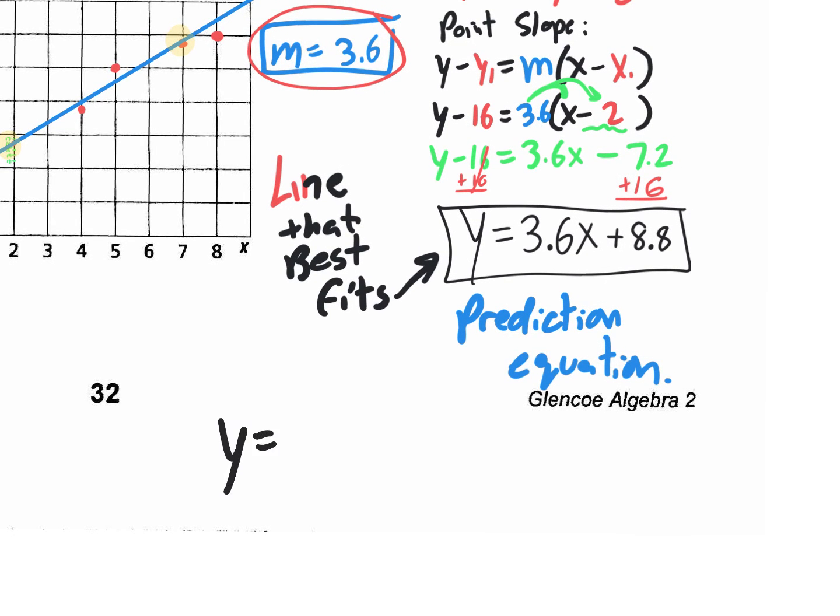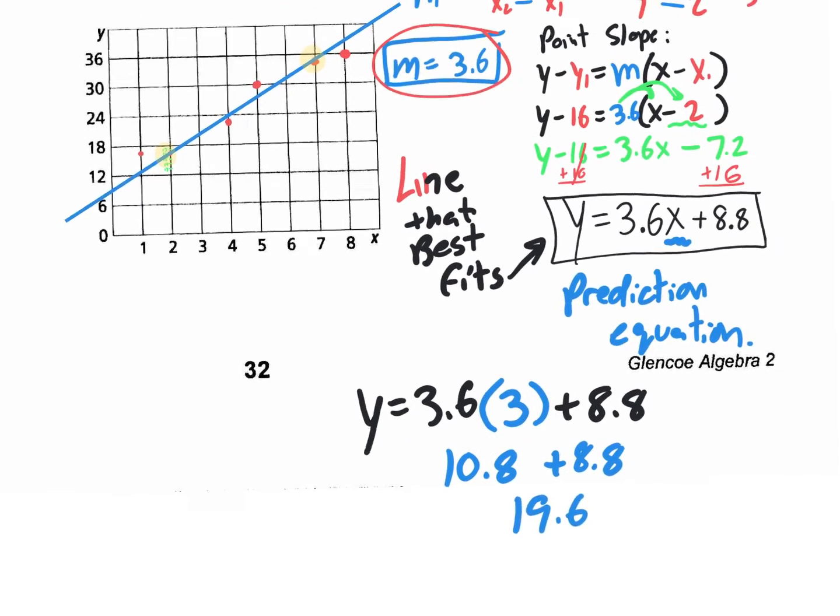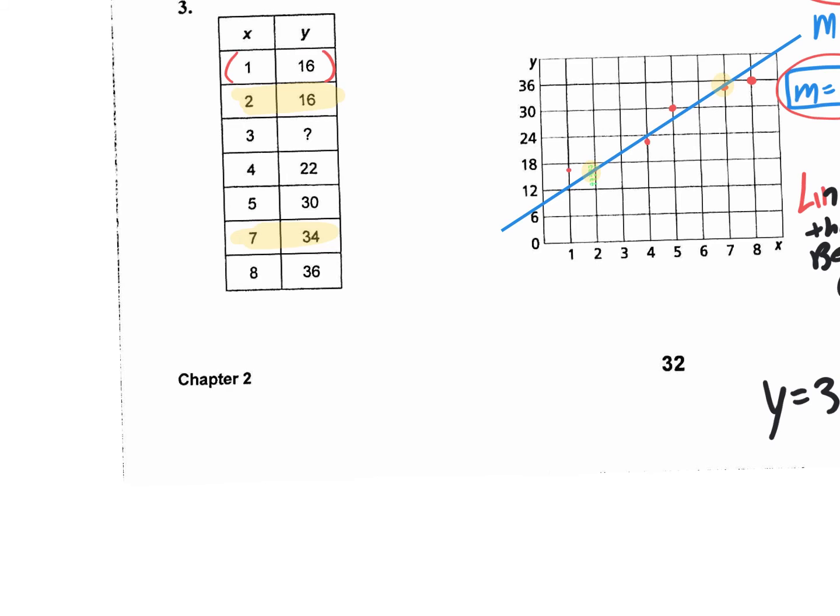We have y equals 3.6, and we are going to input the value of 3 instead of the x. And then at the end, add 8.8. Okay, so with the calculator, you would say 3.6 times 3. I think that would be 10.8. If anybody has a calculator, you could verify that for me. 10.8. Okay, and then we have plus 8.8. So we'd get a total of 19.6. Is that right? Yeah. Okay, so that is the output for the given input 3.